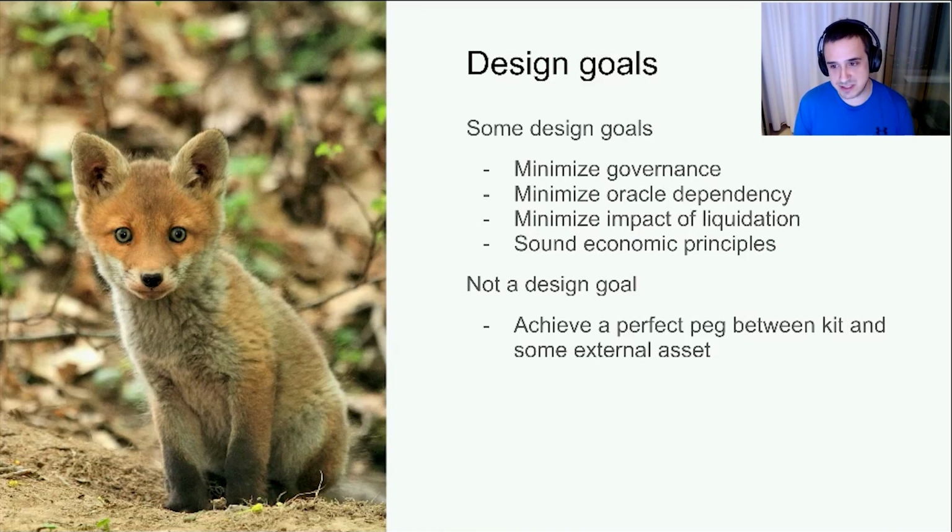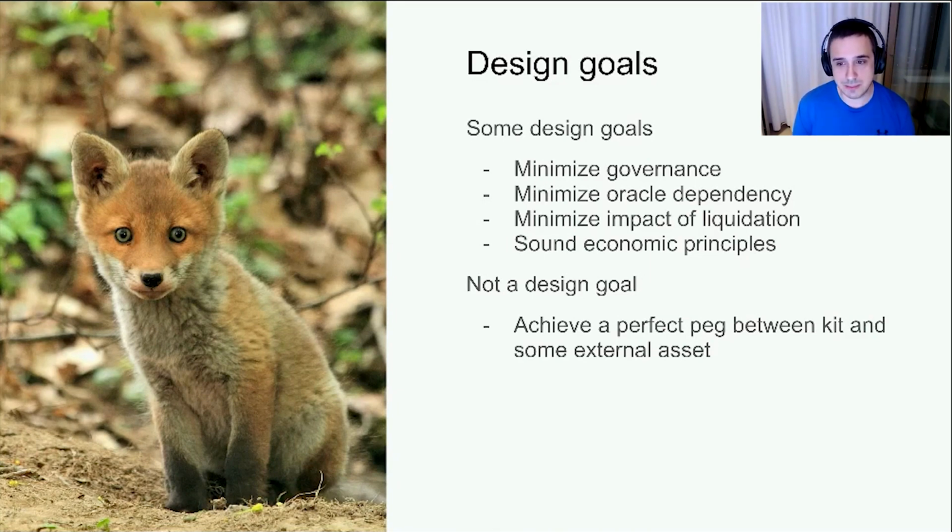We want to minimize dependency on oracles. Oracles are very important for doing this type of systems very often, because you want to try to mimic some external index. But you want to be resilient as much as possible to oracle manipulation. Like your trust assumption about the oracle should be as weak as possible.